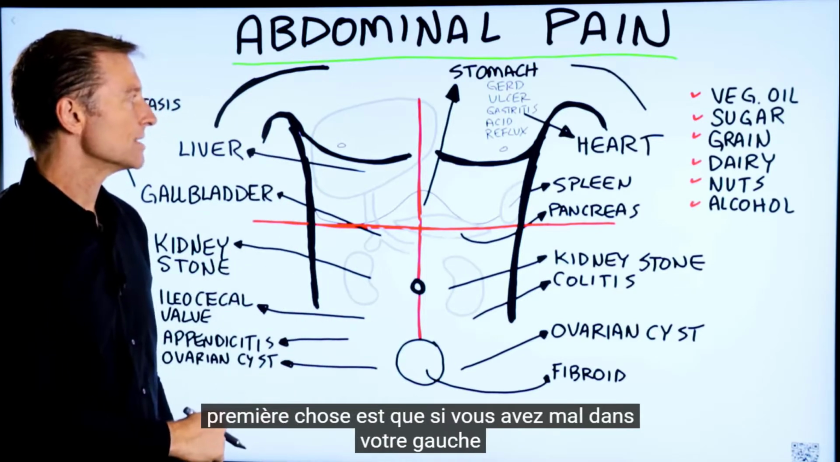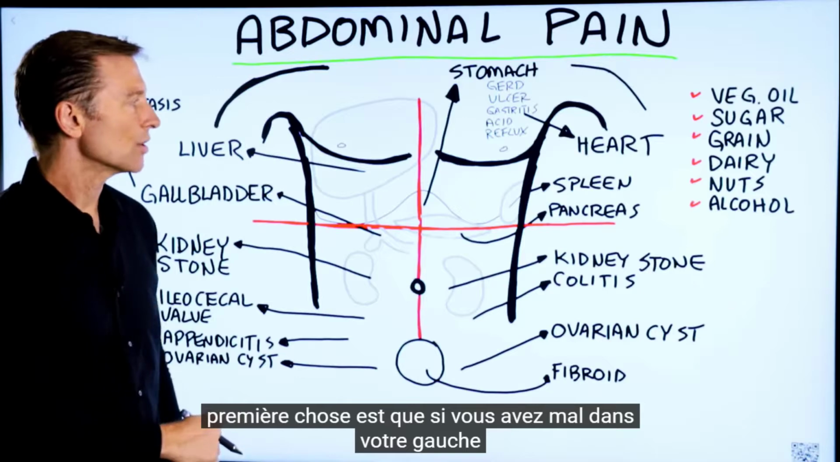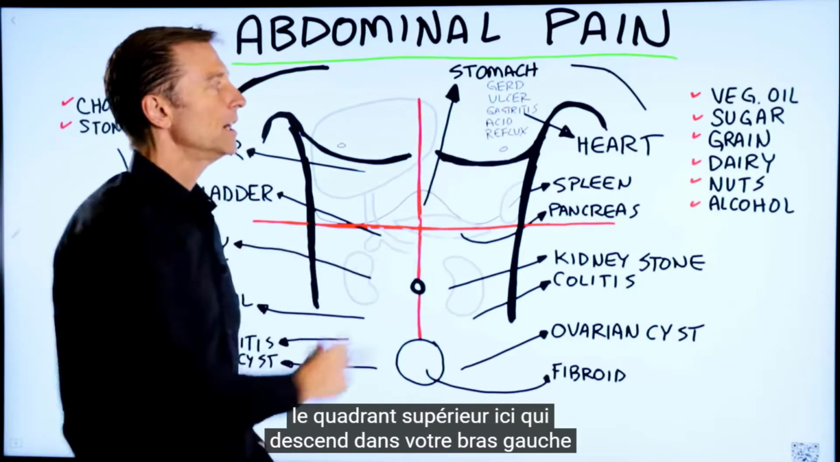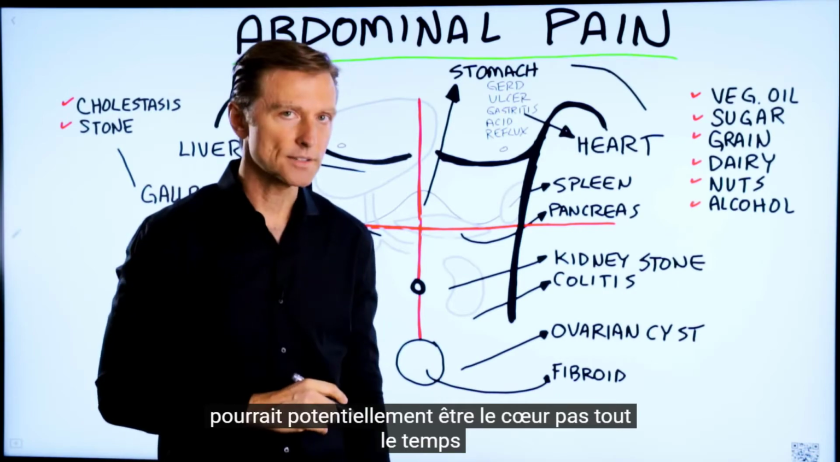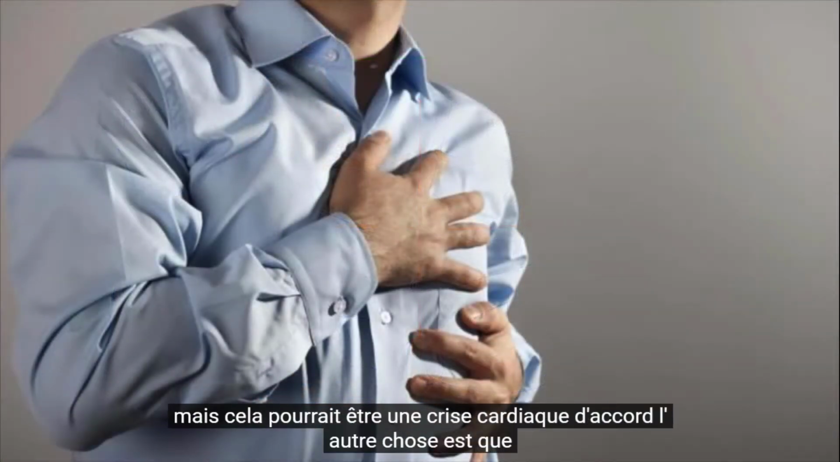So first thing is that if you have pain in your left upper quadrant right here, that's going down your left arm, potentially could be the heart. Not all the time, but it could be a heart attack.